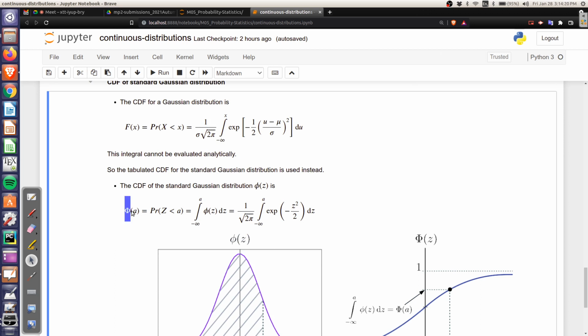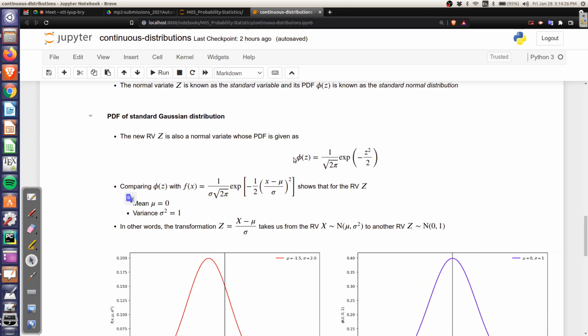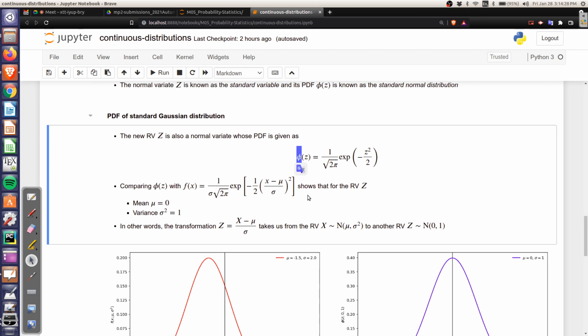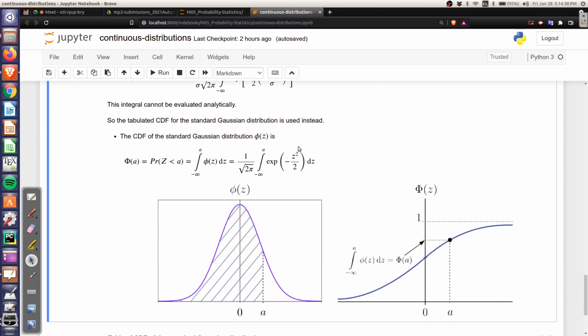For the standard Gaussian distribution, we use capital phi. This is capital phi, and here for the PDF we are using small phi. Note the difference. This is small letter phi and this is capital letter phi. Small letter phi is for the PDF of the standard Gaussian, and capital letter phi is for the CDF of the standard Gaussian distribution.